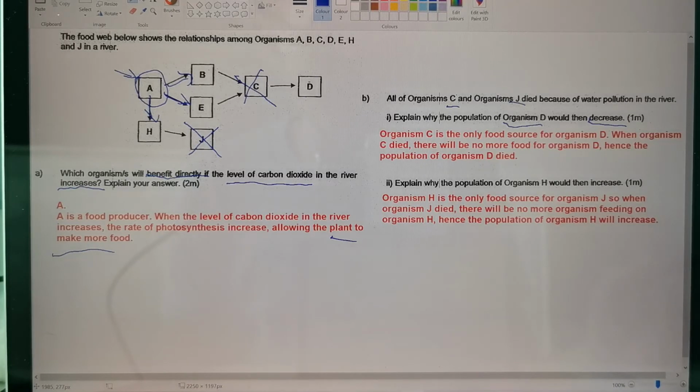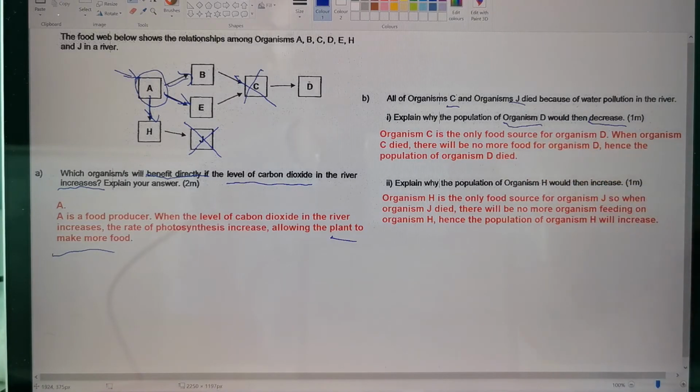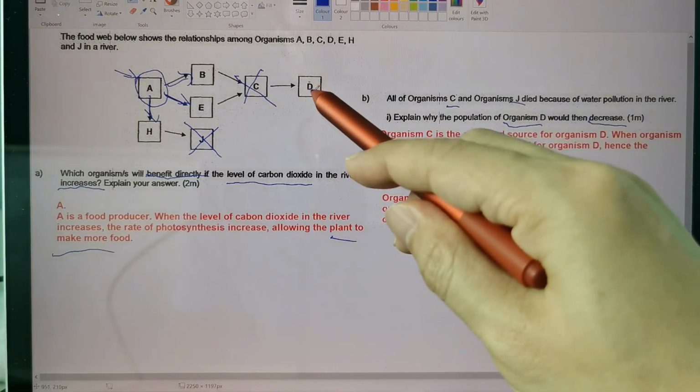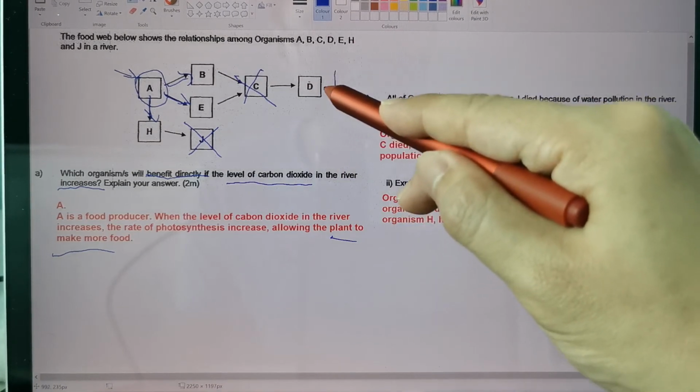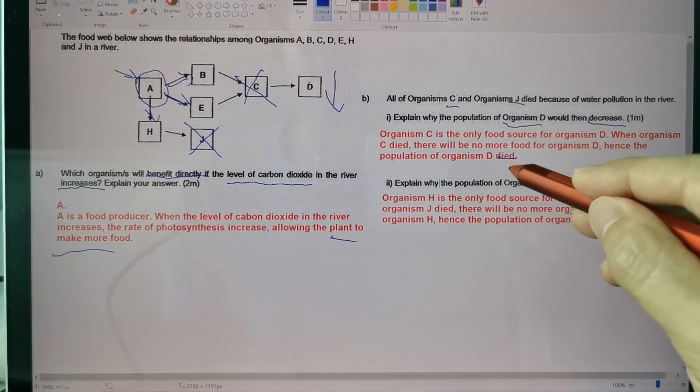Now, the answer will be very simple because organism C is the only food source for organism D. When organism C died, there'll be no more food for organism D. Hence, the population of organism D would decrease. Okay? Not die, should be decrease. Sorry.